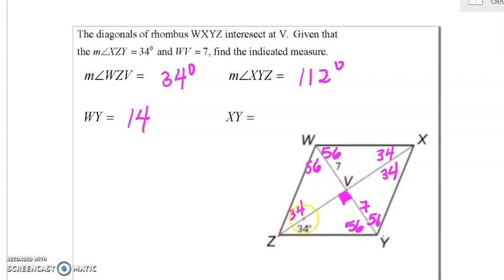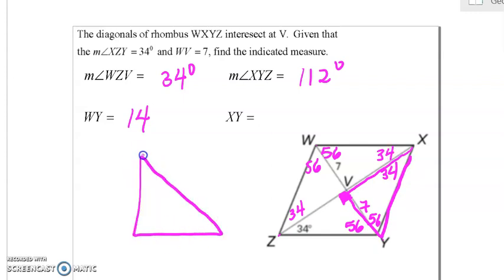And XY, so this is where I'm stuck. I don't have any other side length inside. I don't have any other side length on the outside because all the outsides are the same. But what I can do is make a right triangle involving XY. So this is XY and V's in the middle. V is where it's 90. VY is 7. And I could put 56 at Y, and now I'm asking for X here. As long as I have one side length and an angle measure, I can use trig. Now, you could also put in 34 instead. It was up to you.